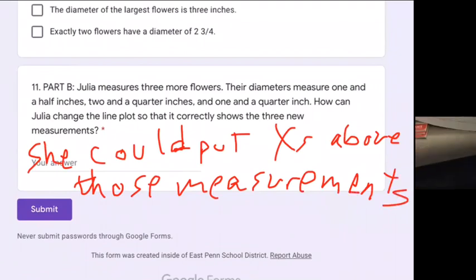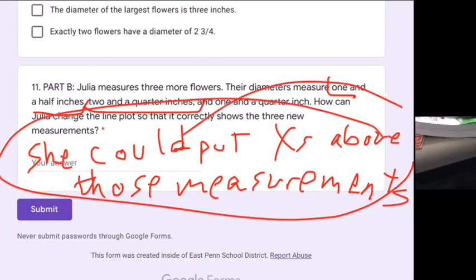Some of you wrote detailed information that now 1 1/2 inches had 2 X's or 3 X's, and now 2 1/4 inches had 3 X's. You wrote detailed information. That's all fine. But as far as how could she alter her line plot, this is all you have to write. She can put more X's above those particular measurements. That's it. Okay? That's how line plots work.